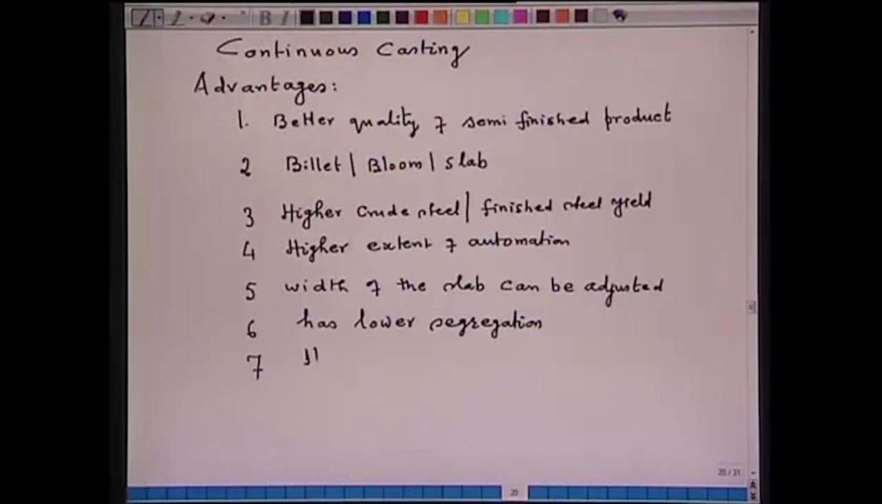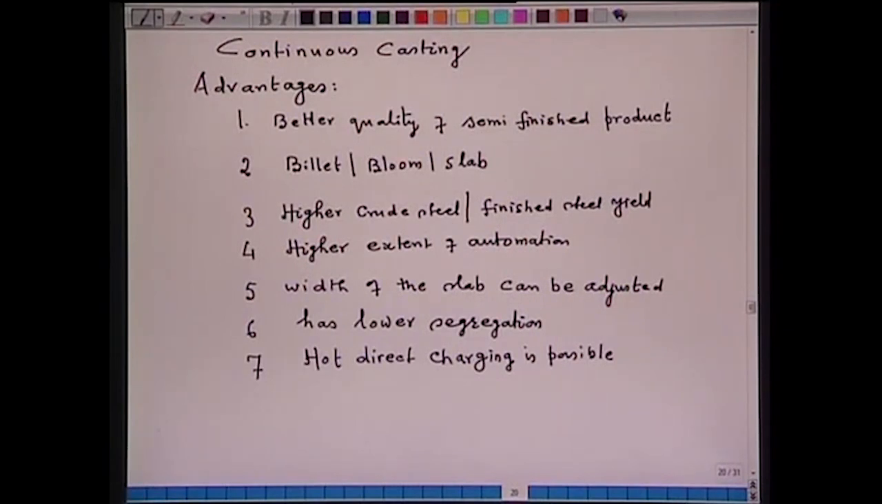So, the last advantage, which is very important in terms of energy conservation issues, that is hot direct charging is possible, not only possible, it is being done, it is being practiced. Now, having said so much and so much advantages of continuous casting vis-a-vis against ingot casting, how is continuous casting done?